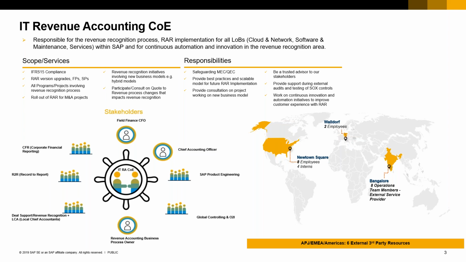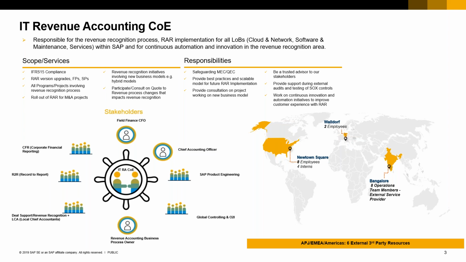Anytime there's a new business model, again, it's our team that gets involved. In the past few years, a lot of new business models have come up, for example, consumption models like pay-as-you-go, and a bunch of hybrid models. So it's our team that integrates it and makes it functional in RAR.